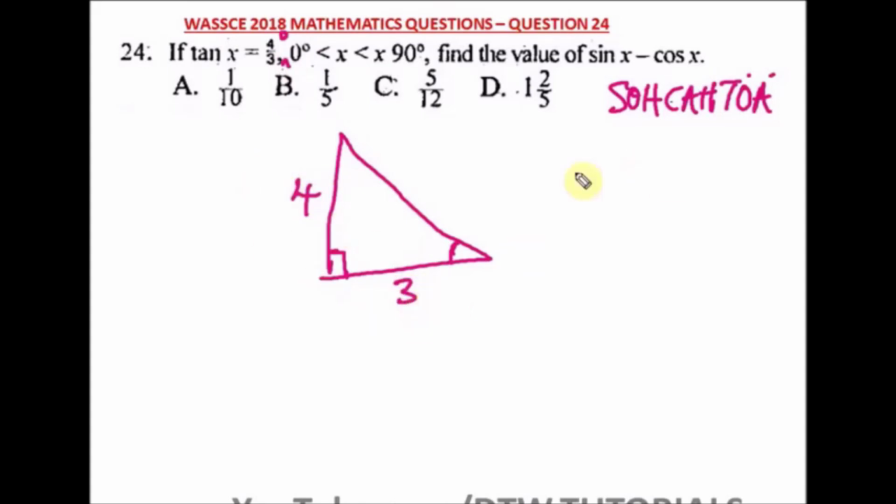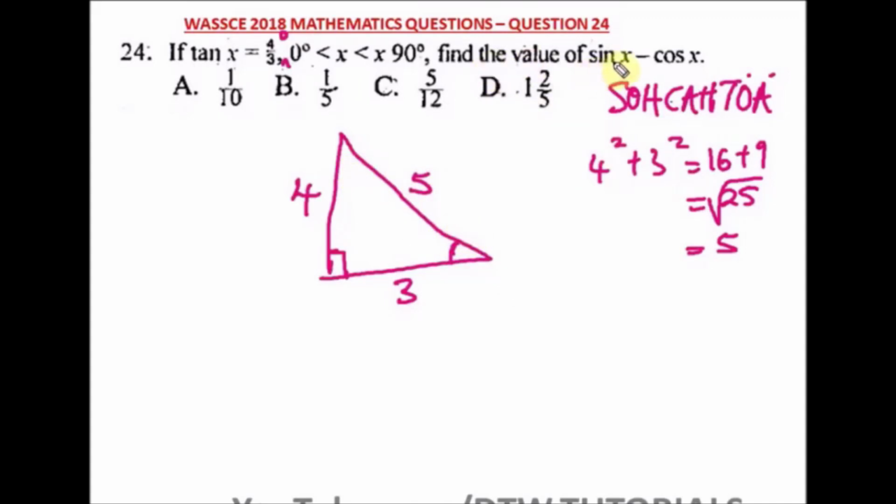Using Pythagoras theorem, we do 4 squared plus 3 squared. What will this give us? This is 16 plus 9, which is 25. To get our hypotenuse, it will be the square root of 25. The square root of 25 is 5. So my hypotenuse side here is 5.